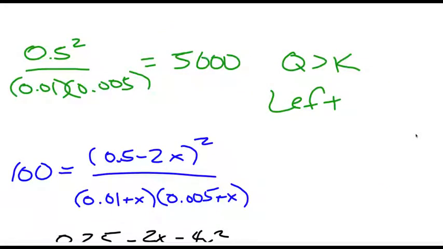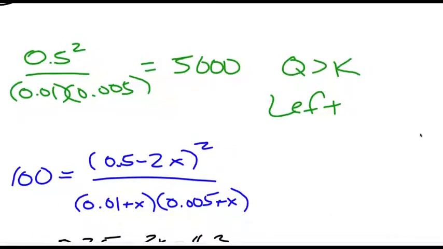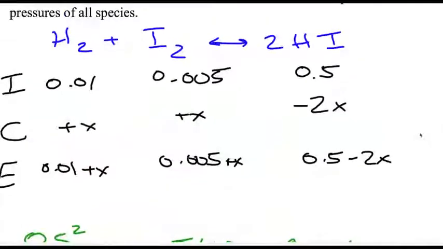So the Q is 5,000. Well, my Q is greater than my K, so it's got to go to the left. I need to use up all those extra products I have. That number is too big. It needs to be smaller. So then when I got my Q, I know which way it's going to go.